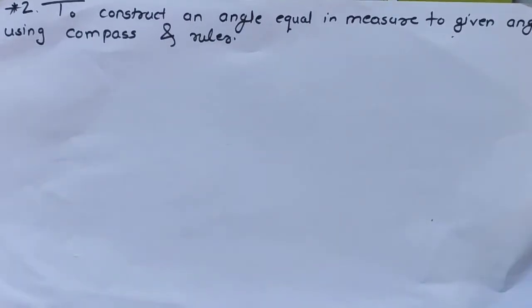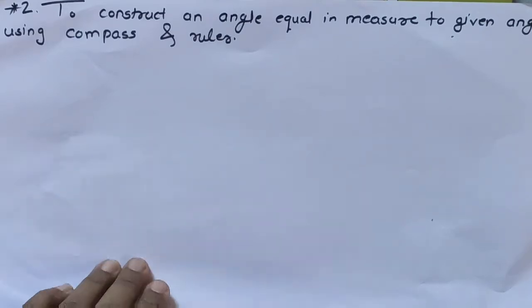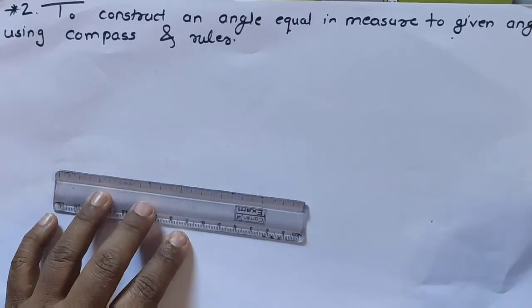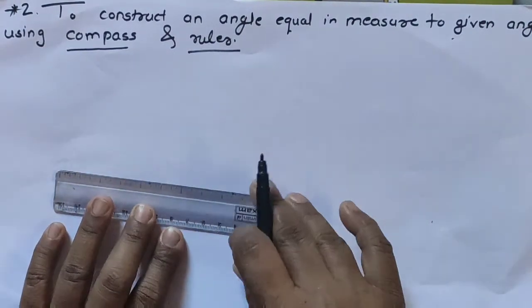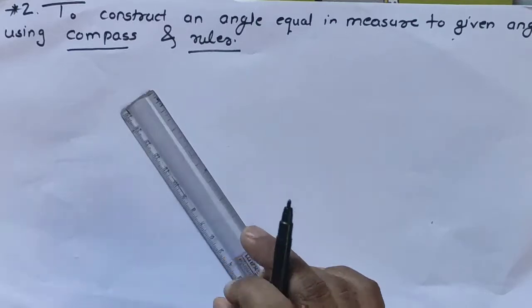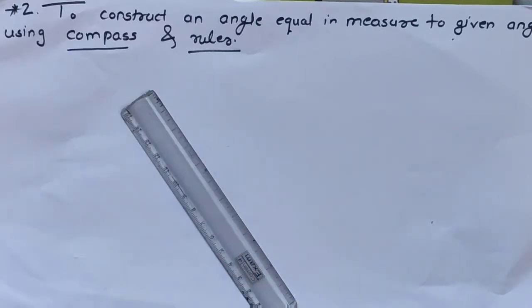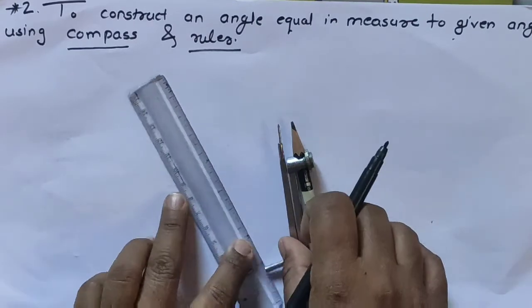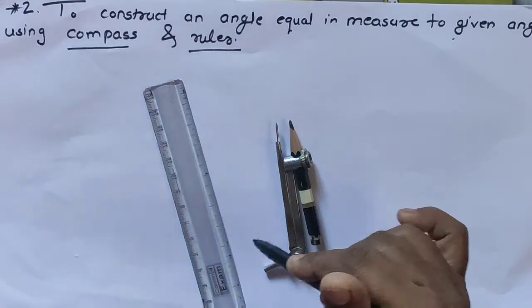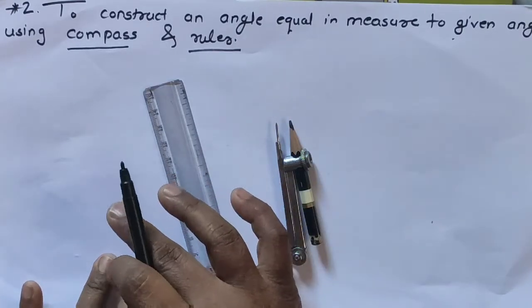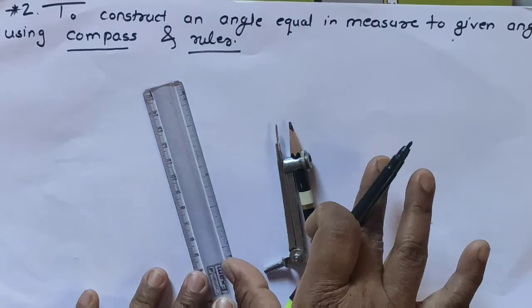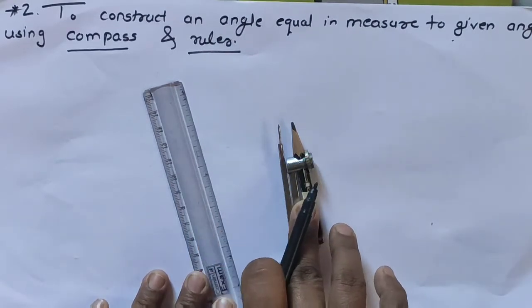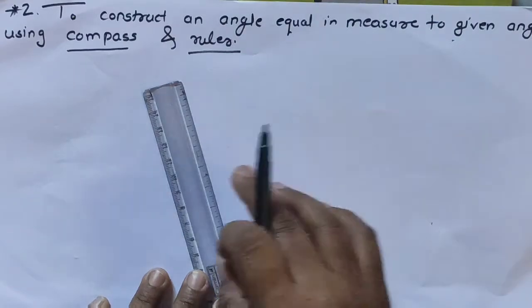How to draw an angle equal in measure to a given angle. For that, first of all I will draw one angle. But here we have to use the compass and ruler only. This is our ruler and this is the compass. Using these two things only we have to construct the angle. Otherwise, you can measure the angle and draw an angle of given measure using a protractor. But instead of using a protractor, we have to use this compass and ruler for constructing the angle of equal measure.